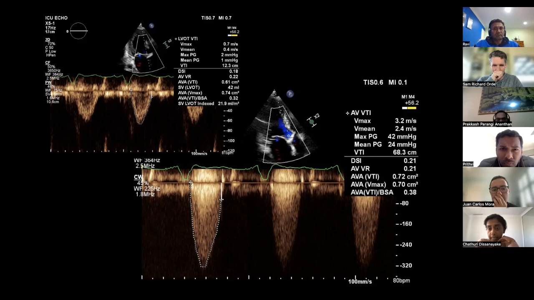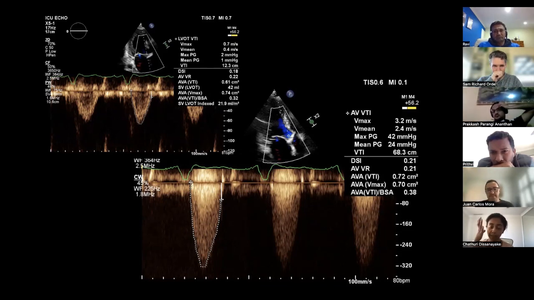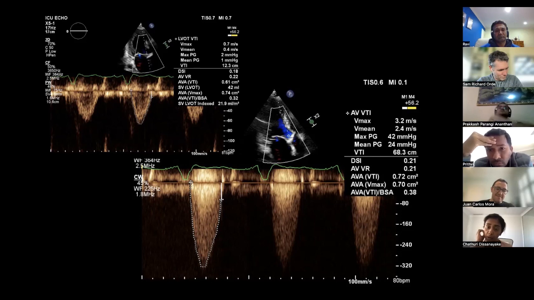And this is the aortic valve VTI. Aortic valve continuous wave. I just need to move the box over. So Vmax is only 3.2, but looking at the calcium, the severity of the 2D appearance, I think this patient has severe aortic stenosis. The mean and the peak gradients are less than what I would expect, and I suspect this is due to their impaired left ventricular function. The dimensionless index, DSI, is 0.21, less than 0.25 is severe, and the aortic valve area by VTI is 0.72.